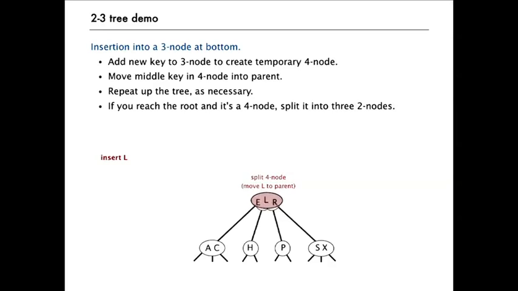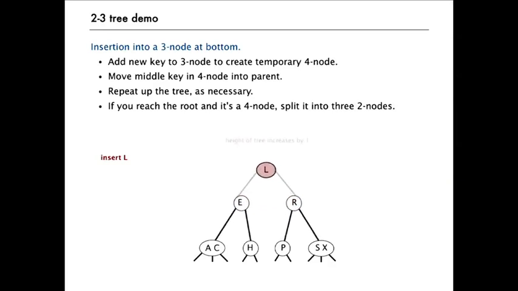And in this case, there's no parent, so we create a new one, and the height of the tree increases by 1. That's the only time the height of a 2-3 tree changes. When the root splits, the height increases by 1. So that's a demo of insertion into a 3 node at the bottom in a 2-3 tree that percolates all the way to the top.